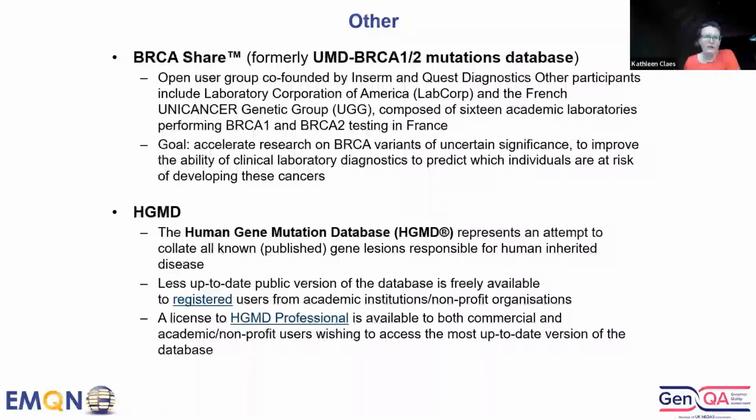And the same counts for HGMD. So until 2015, it was freely accessible, and it attempts to collate all the known published gene lesions responsible for human inherited disease. So this was not coming from one or a group of labs. This was really published data. But since now you also need a commercial license to get access to the HGMD professional database.